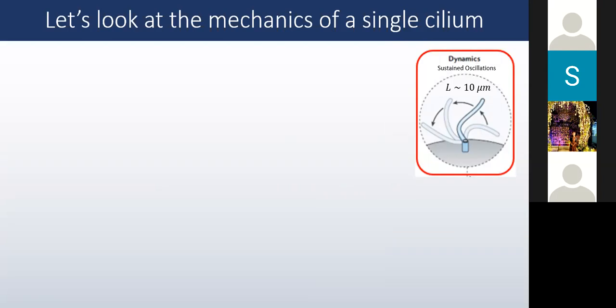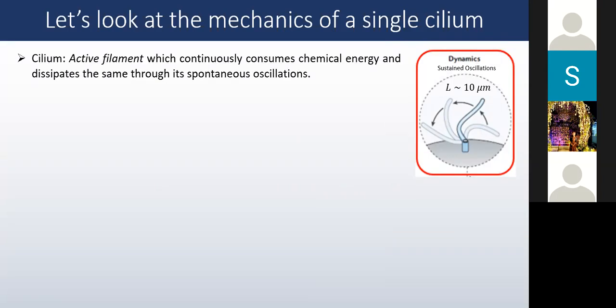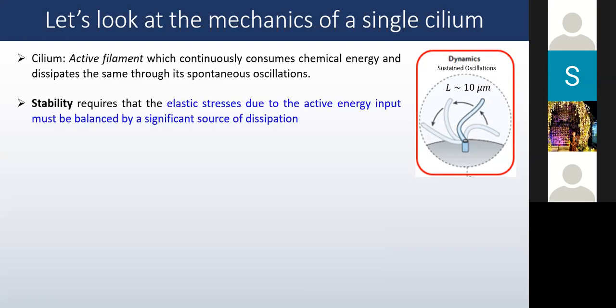And mechanically, because it's an active system, it continuously consumes chemical energy and dissipates the same through its mechanical motion, which is spontaneous oscillations in this case. Because it has a stable amplitude, the elastic stresses generated in the filament due to the active motors working on the microtubule, sliding and bending, whatever is happening, should be balanced by a significant source of dissipation. Now, the question is, do we know what is the source of dissipation here?